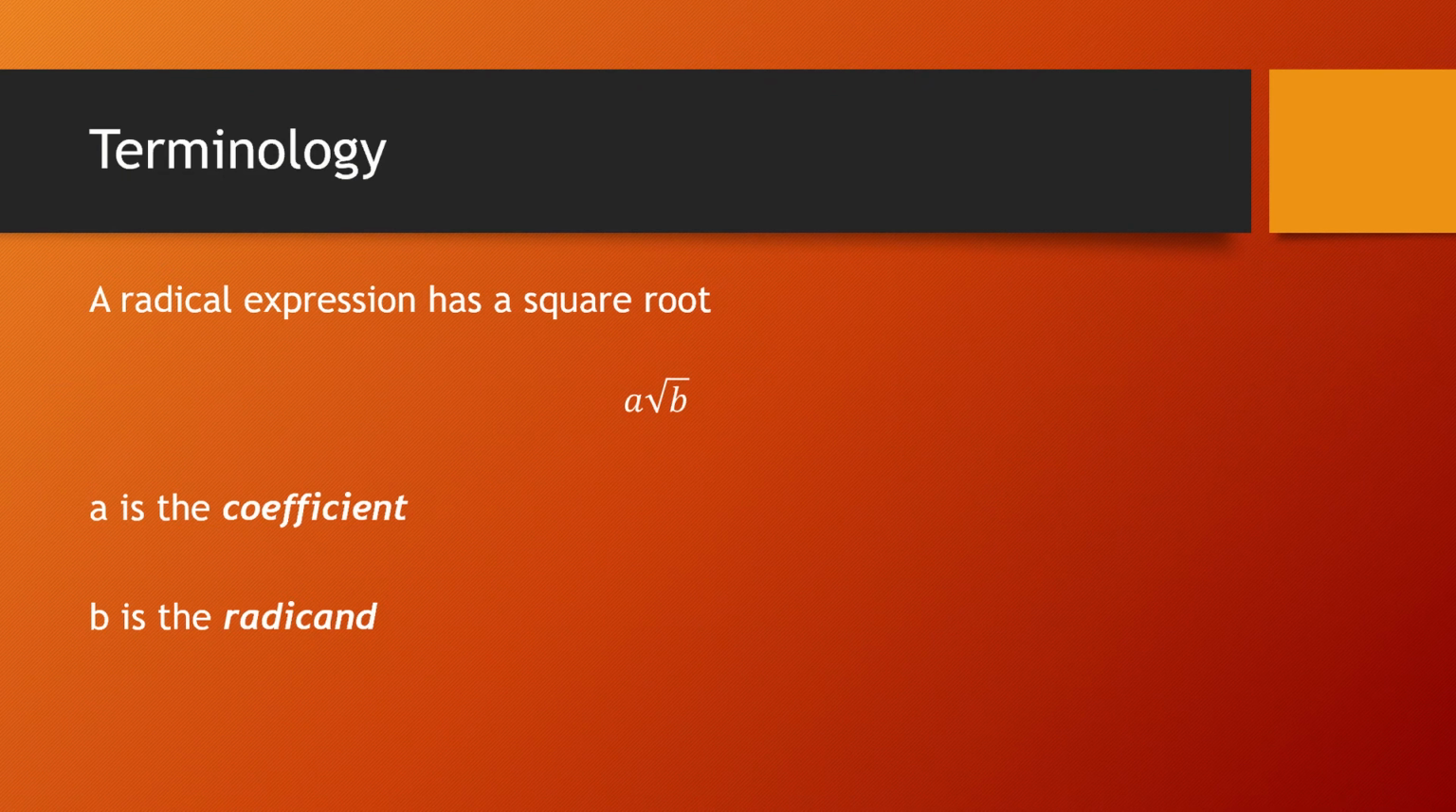So first of all, let's go over some terminology. Remember that a radical expression just has a square root. So for example, a times the square root of b would be a radical expression. The number to the left of the square root, we call that the coefficient, a, and the number inside the square root, we call that the radicand, b. So just some terminology I'm going to be using for this video to make sure you understand what's going on.